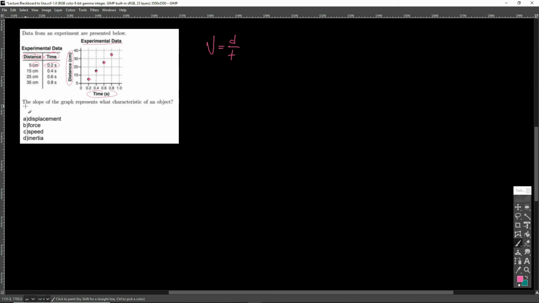The slope of this graph represents what characteristic of an object? Let me read that again. The slope of the graph represents what characteristic of an object? Well, the velocity is the slope of the distance versus time graph. Okay, why is that? Or speed.